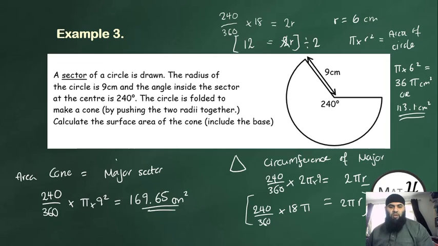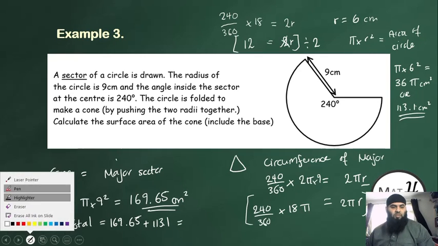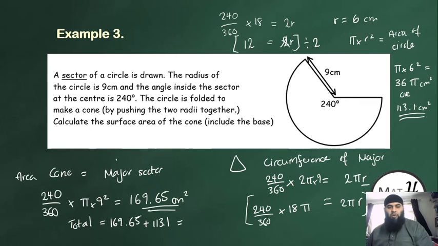So in total, we're going to add them: total surface area equals 169.65 plus 113.1. Let me just change the color so you can see that this is the main thing that we work out. That gives me a total surface area of 282.75 centimeters squared. So that's your total surface area.